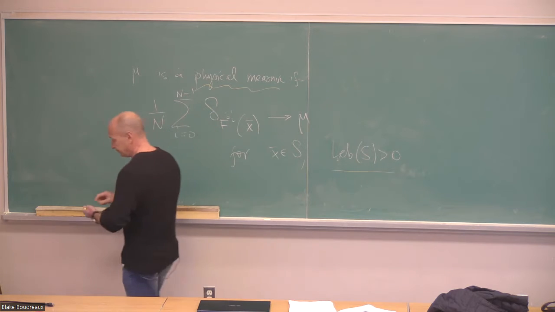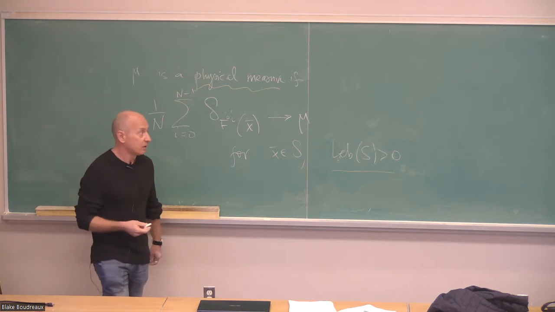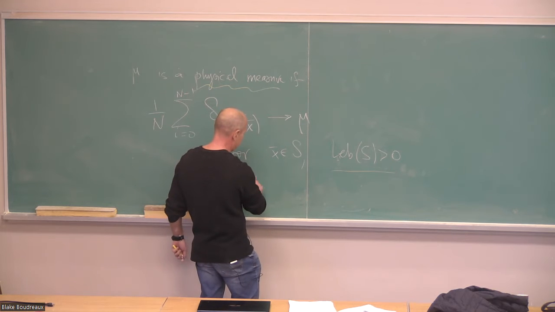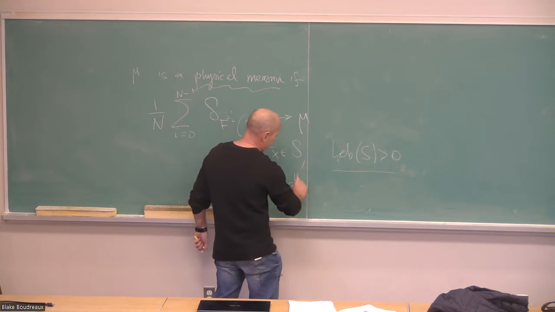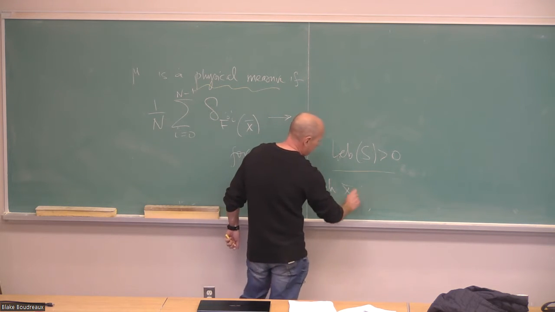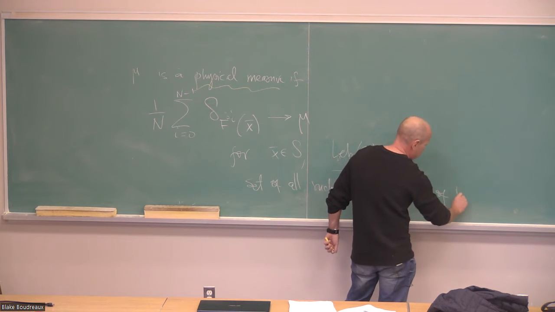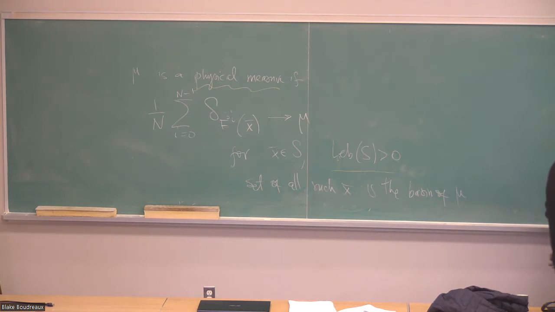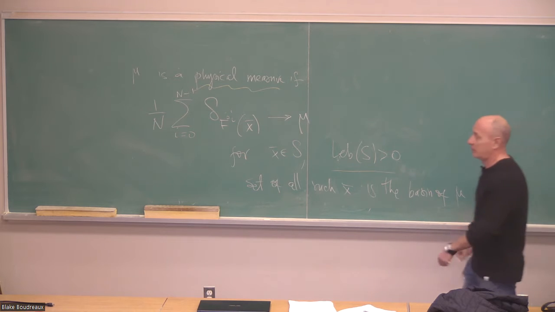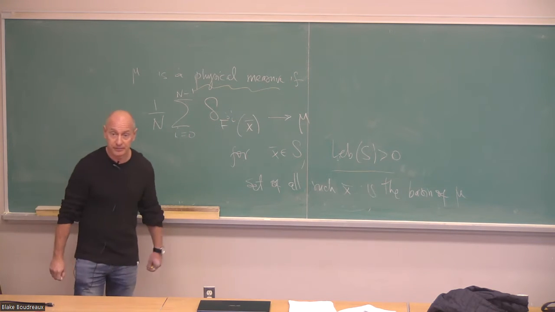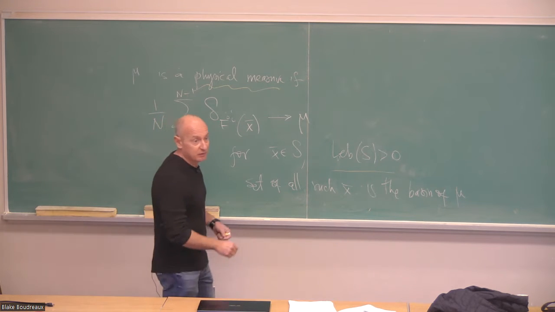Of course, right, and let's say that the set of all such x is the basin of mu. Such a measure may or may not be unique, right? You could have a lot of them.